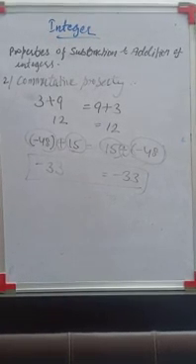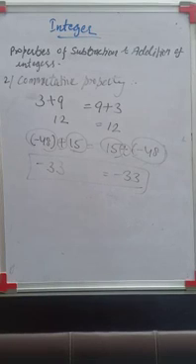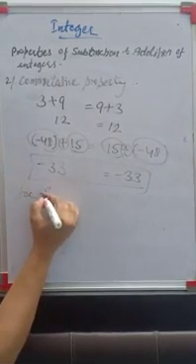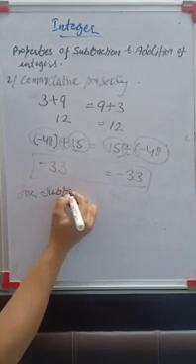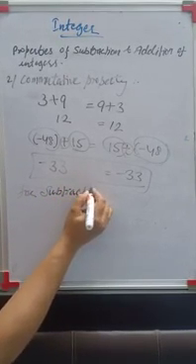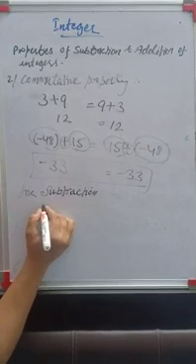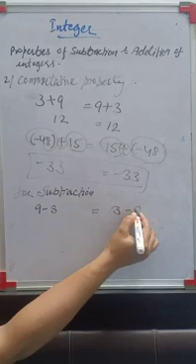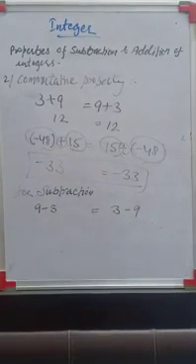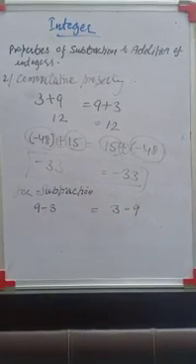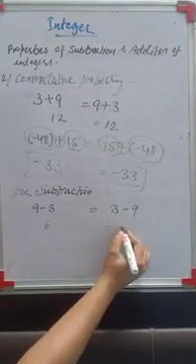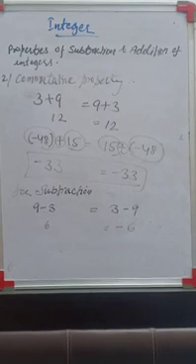Now I will check the commutative property for subtraction. For example, for subtraction, if I am writing 9 minus 3 and over here I am writing 3 minus 9, the sign is minus. Now is it true? See, 9 minus 3 is how much? 6. But 3 minus 9 is how much? Minus 6. Both are equal?